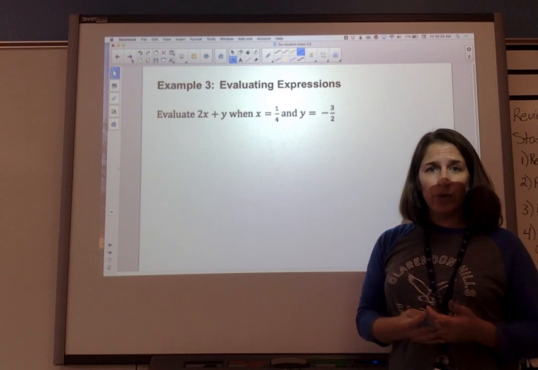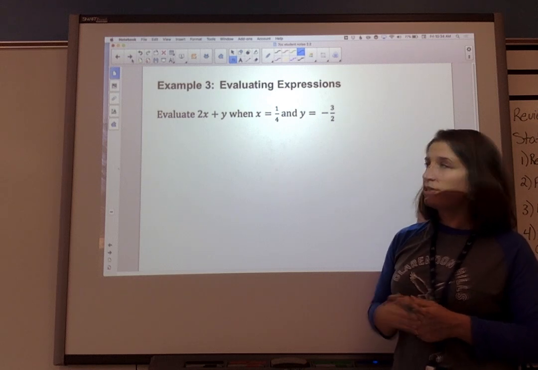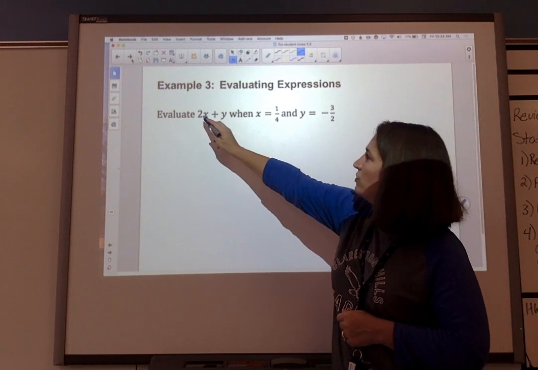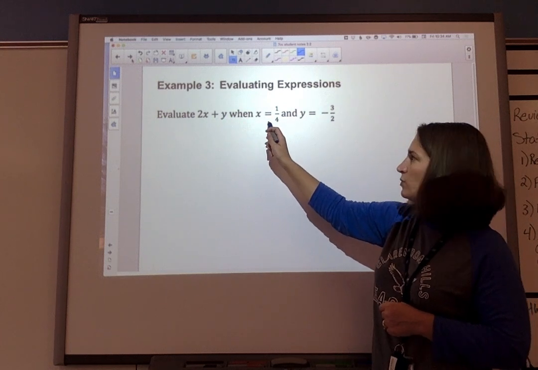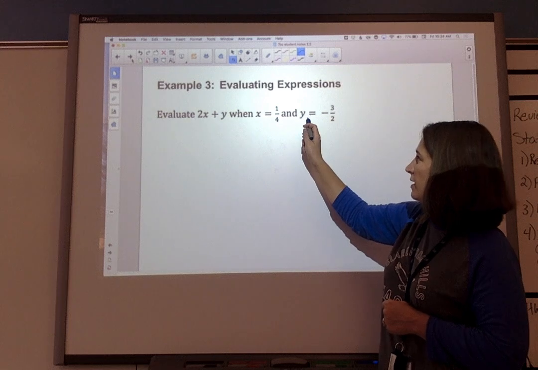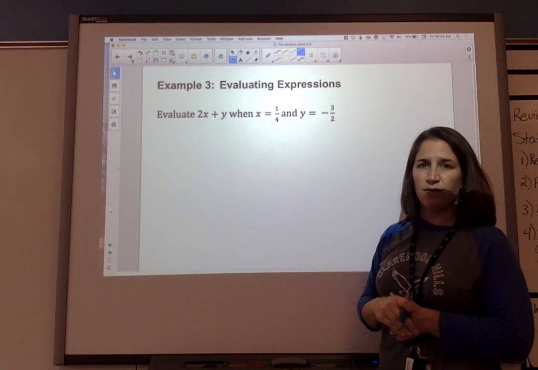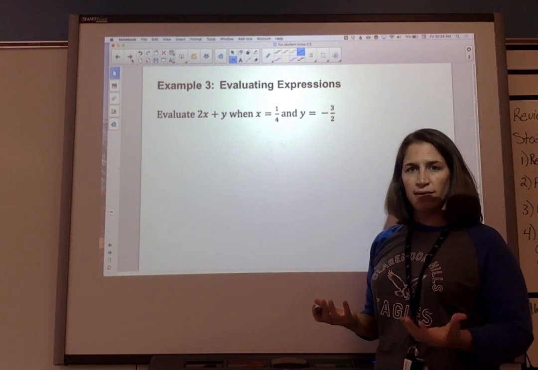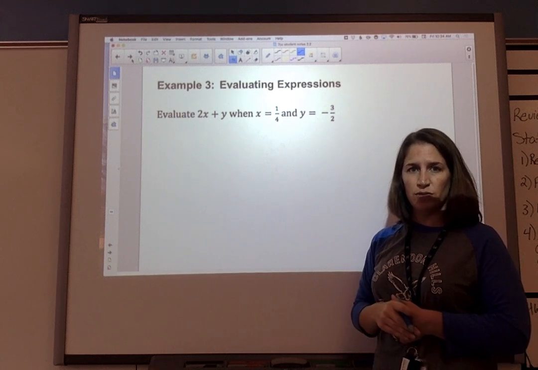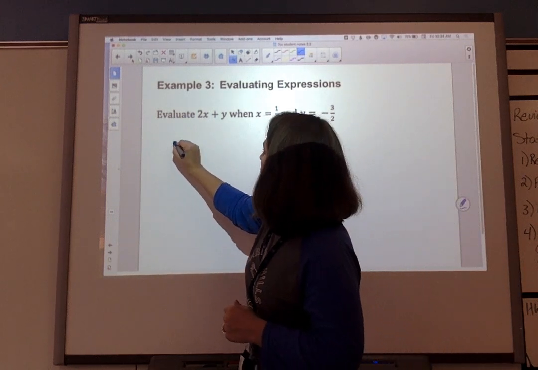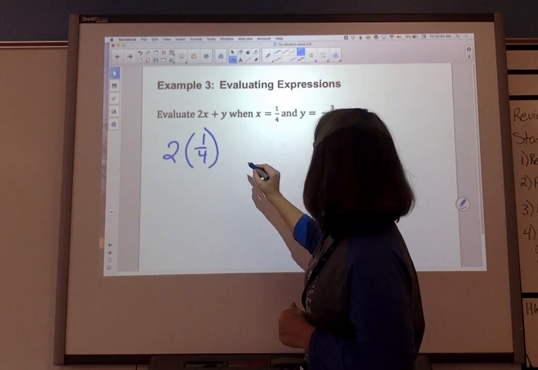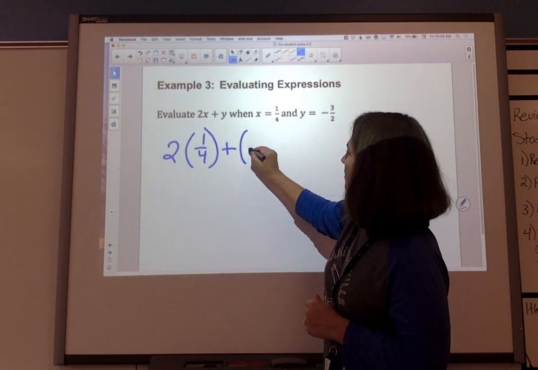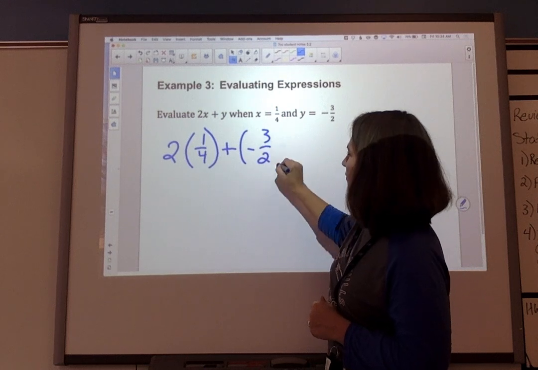Now we're going to do an example where we're evaluating an expression. So we have this expression 2x plus y, but we know that instead of x, we're going to use 1/4, and in place of y, we're going to use negative 3/2. So let's rewrite the expression with our given values for the variables. 2 times 1/4 plus negative 3/2.